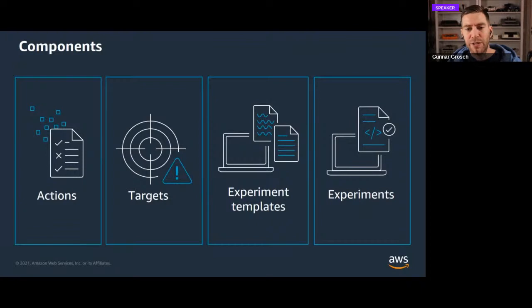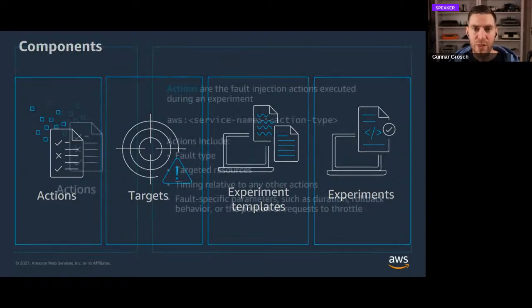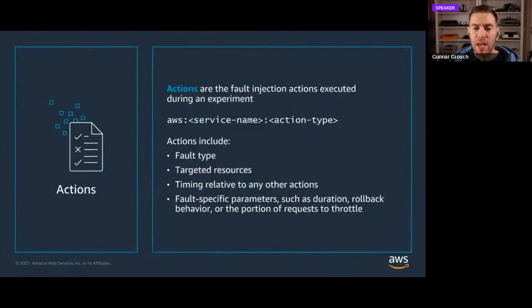And to use the service, there are 4 components that you really need to understand: actions, targets, experiment templates, and experiments. So let me go through each of them so you know what they do and how we define them. Actions, well, they are the fault injection actions that we execute during an experiment. And they are defined using a namespace, which is AWS service name action type.